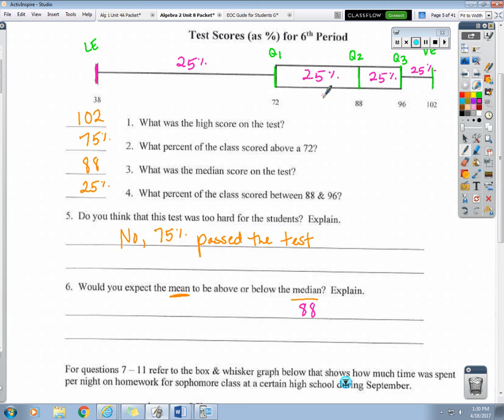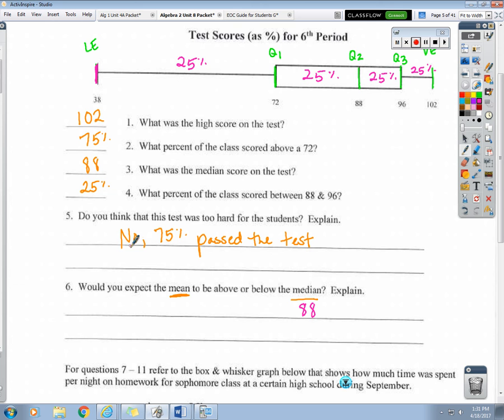the mean. Okay? We pretty much know that 50% is above an 88 and 50% of the data is below an 88. So when you're considering 0 to 100 for a test, or in this case 102, if 50% of the data is below 88, isn't the mean going to be below an 88?